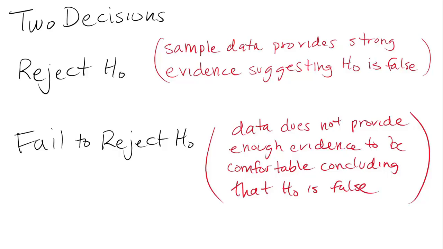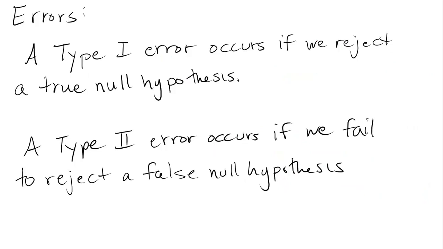This doesn't mean human error. It's an error that happens because you were misled by the sample data. And of course, because you're trapped in math nerd land, we have names for the 2 errors. We have a type 1 error and a type 2 error. A type 1 error occurs if we reject a true null hypothesis. Let me explain why this is an error.